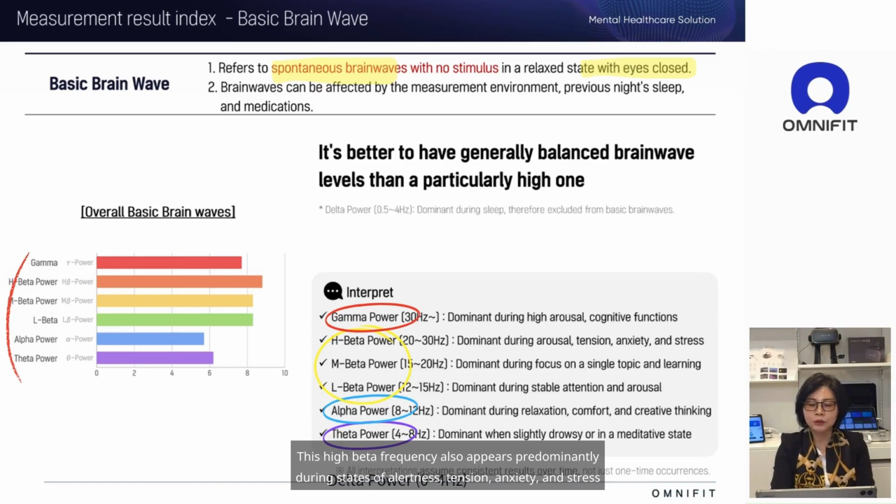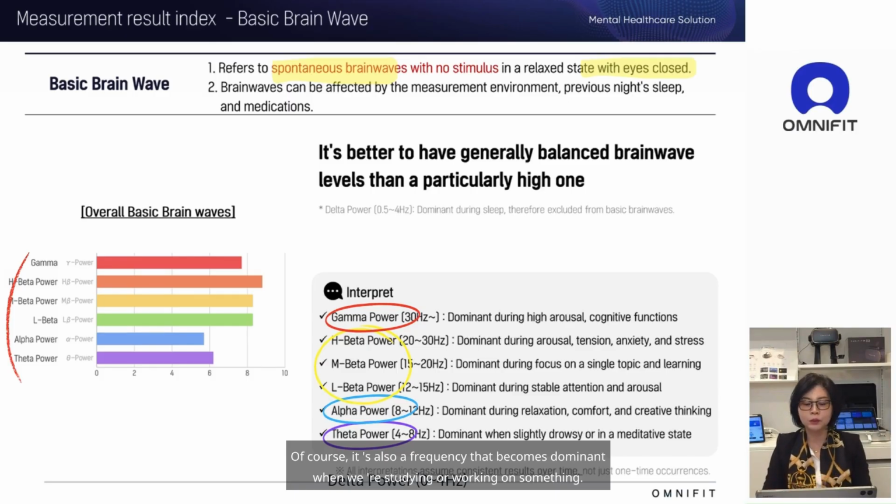This high beta frequency also appears predominantly during states of alertness, tension, anxiety, and stress. Of course, it's also a frequency that becomes dominant when we're studying or working on something.